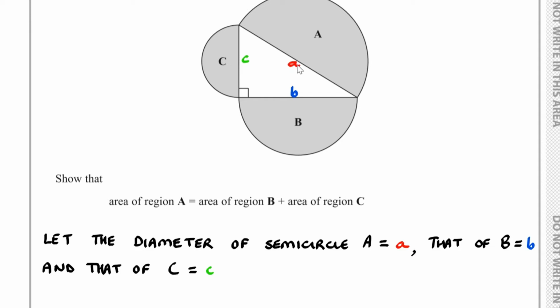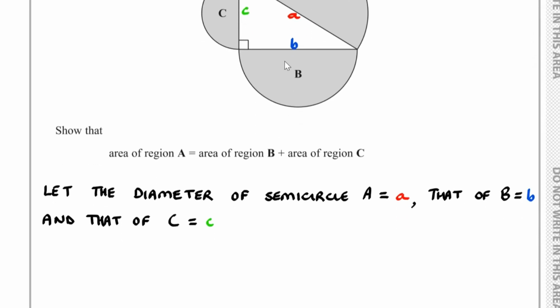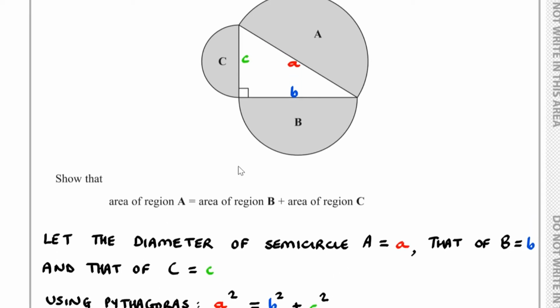Now, if we were to use Pythagoras, then using Pythagoras we have a squared equals b squared plus c squared. And what we can do is find the area of the semicircular region A, the area of the semicircular region B, and the area of the semicircular region C.